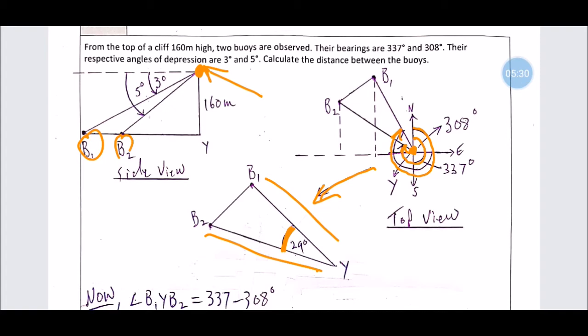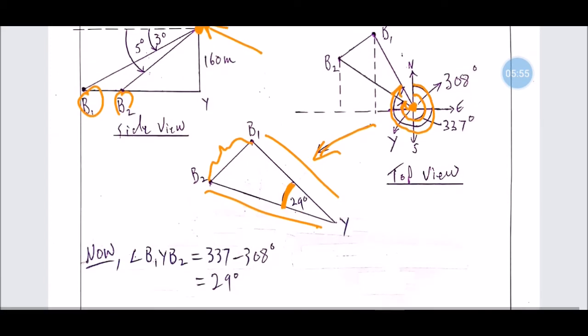Okay, so what actually are we being asked to calculate here? Well, let's look back at the question. Calculate the distance between the buoys. In other words, what is B1, B2? So do we have enough information to calculate that? Well, if we use both of these diagrams wisely, then yes, actually we do. We've already determined the included angle between B1Y and B2Y, that's here. Angle B1Y, B2, that's 29 degrees. We've already been through that.